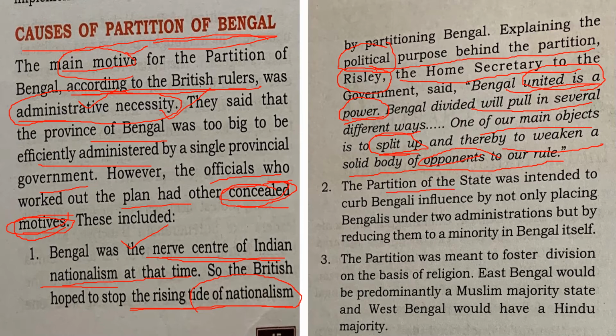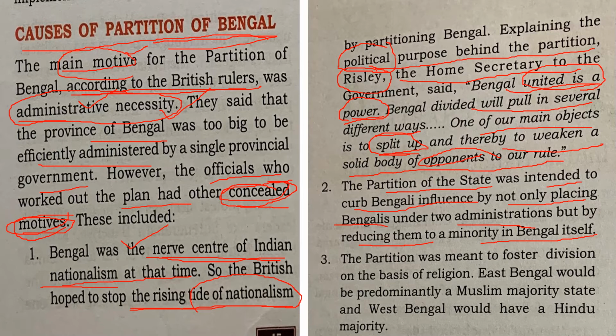And the partition of the state was intended to curb the Bengali influence by not only placing Bengalis under two administrations, but by reducing them to a minority in Bengal itself. So when both Bengali parts are together, the Bengalis were very strong because they were united in the name of Bengal. But by dividing Bengal, they split the population of Bengalis into two places.